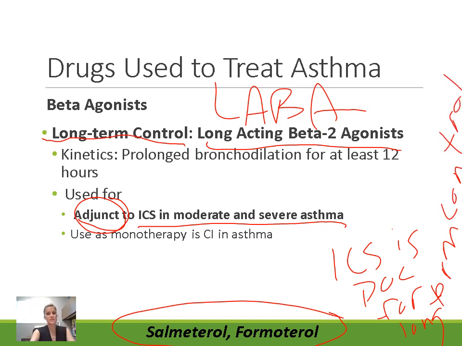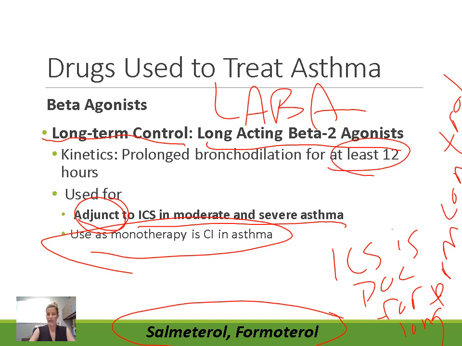The long-acting beta agonist is just added on in more severe forms of asthma. So first we try the inhaled corticosteroid. If the patient can't be controlled on the inhaled corticosteroid alone, then we add the long-acting beta agonist, and that can be helpful. The long-acting beta agonists are called long-acting because they have a longer duration of action. They provide prolonged bronchodilation for at least 12 hours.